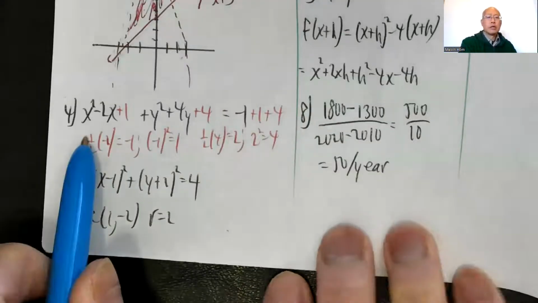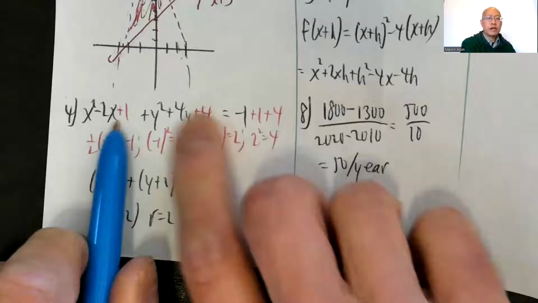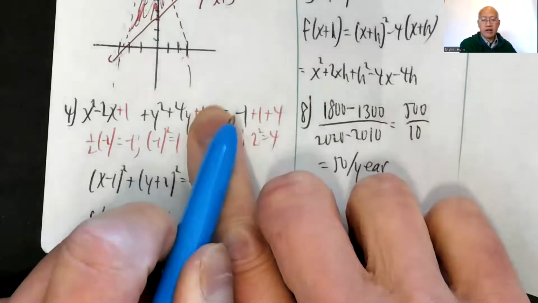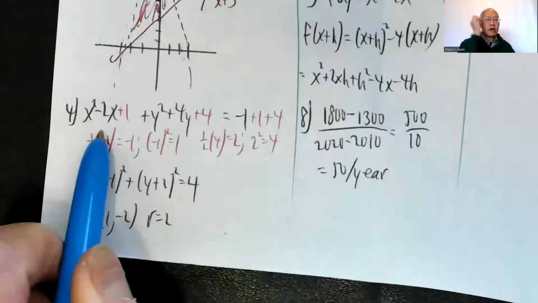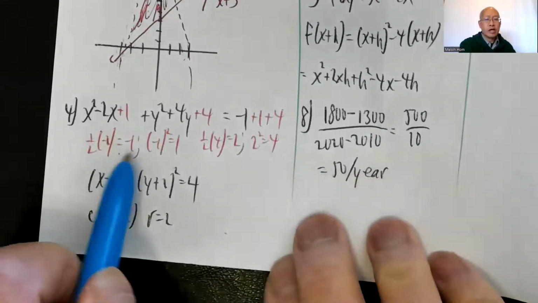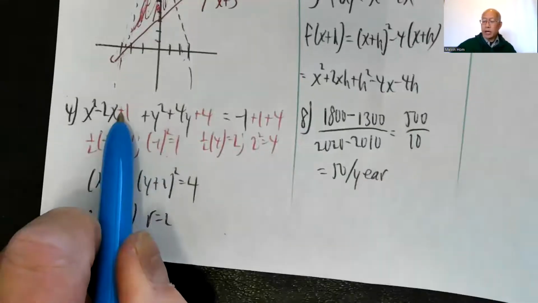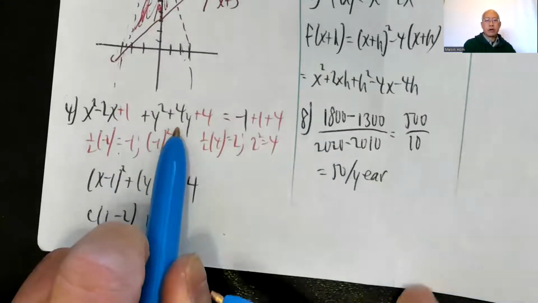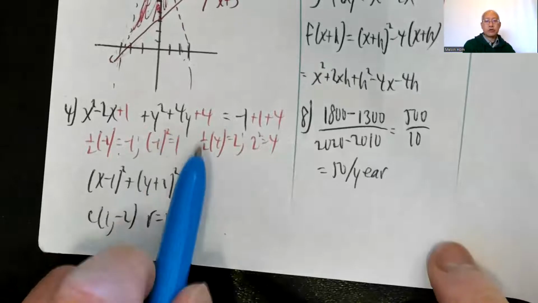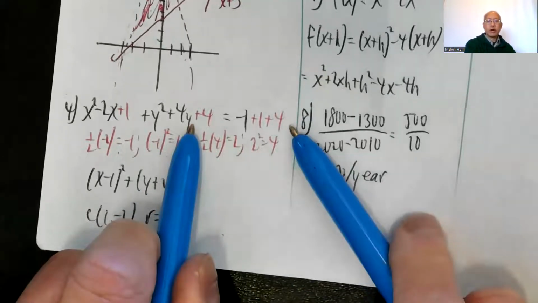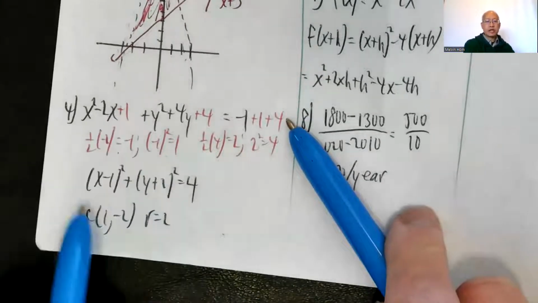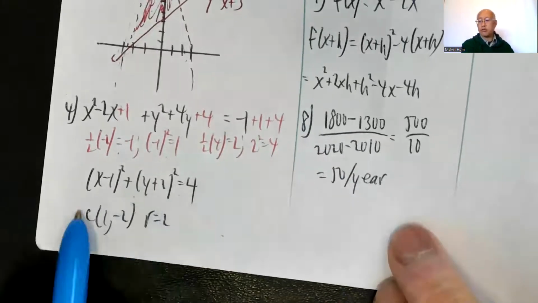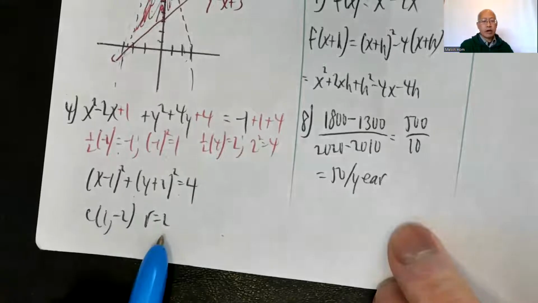Number four, separate x squared minus 2x, y squared plus 4y. Put the 1 over on the other side, negative 1, and then complete the square. Half of negative 2 is negative 1. Negative 1 squared is 1. Add 1 to both sides. Complete the square on the y's. Half of 4 is 2. 2 squared is 4. Add 4 to both sides. This factors into (x minus 1) squared, and (y plus 2) squared equals 4. So the center is (1, negative 2), and the radius is 2.